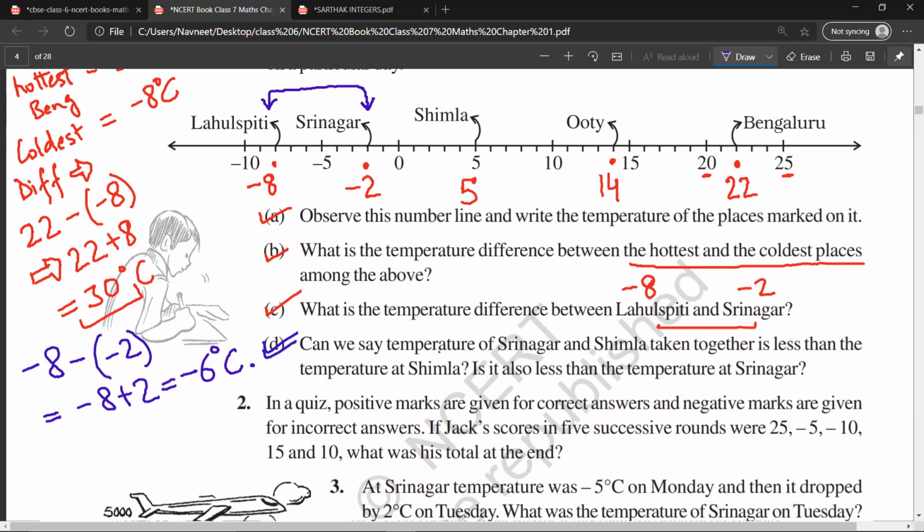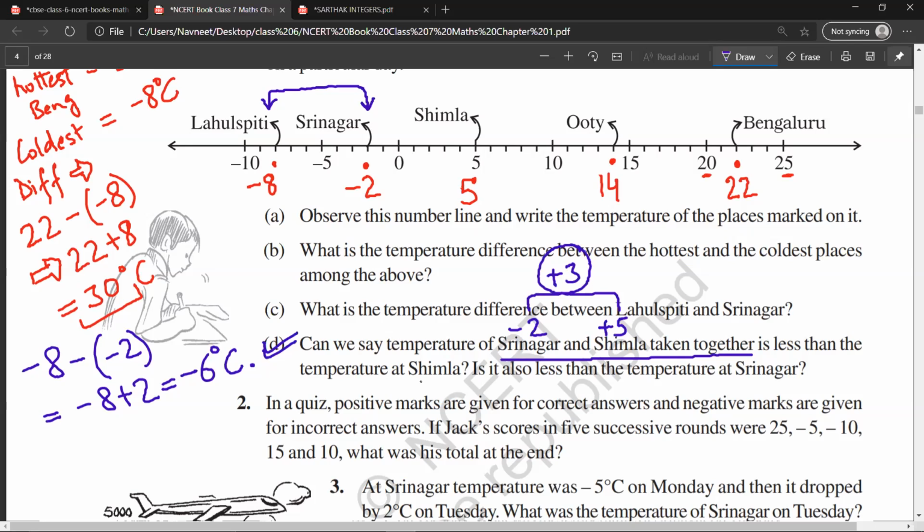D part. Can we say the temperature of Srinagar and Shimla taken together? What is the temperature for Srinagar? -2. And what is the temperature for Shimla? +5. Both of these taken together, what is the temperature? +3.